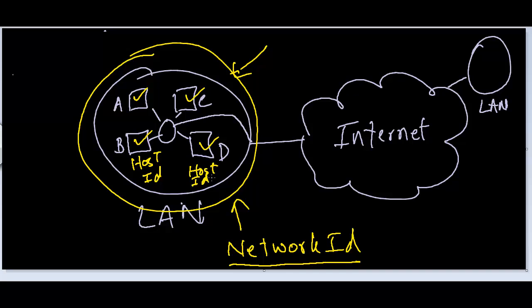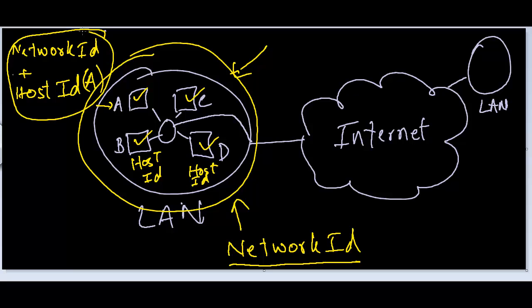So for example, the IP address of this computer A would be equal to network ID plus host ID of computer A. So this collectively would form the IP address of computer A. What should be noted is, because A, B, C and D, all of these computers are on the same network, their network ID is going to be the same. However, the host ID is going to be different.